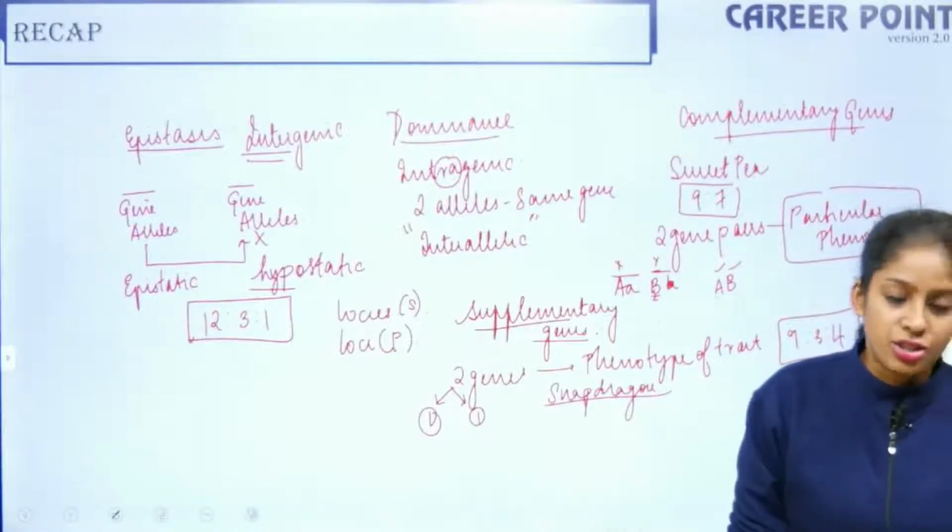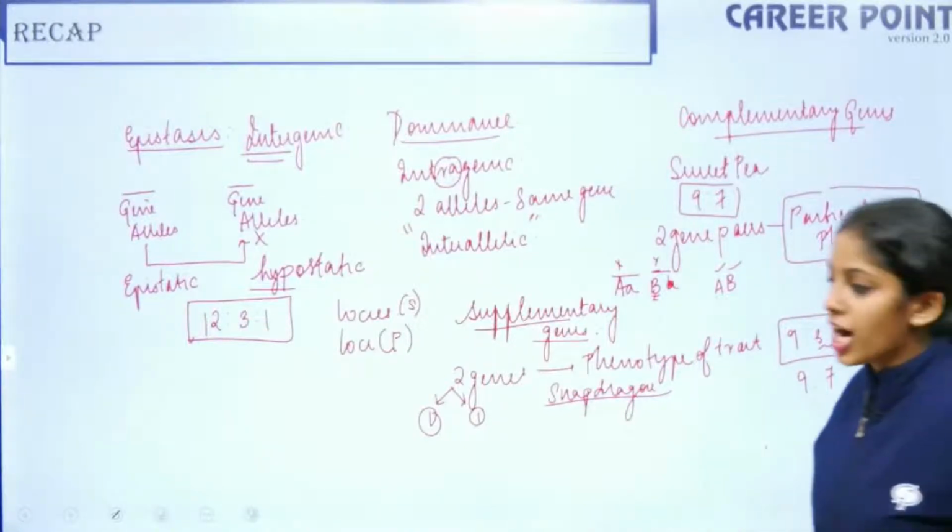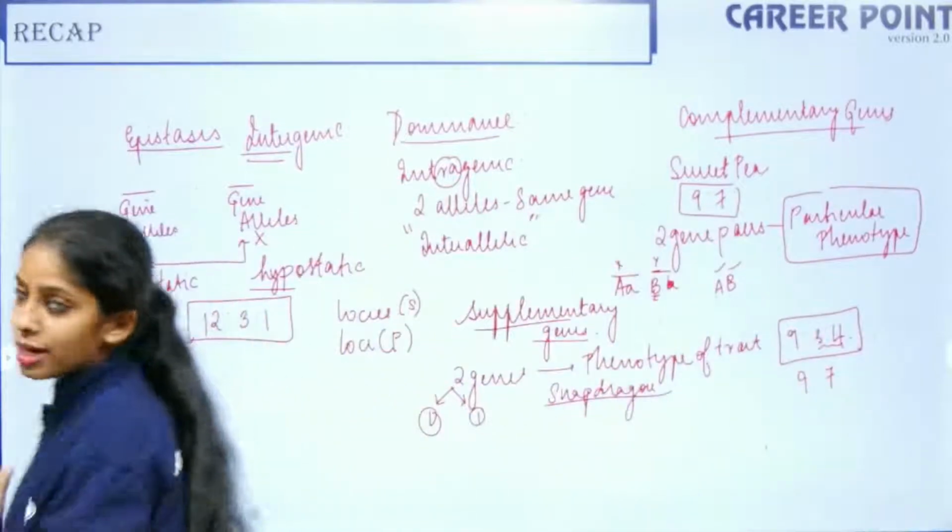Yes, has everyone understood? Yes, 9:7. So you can write it as 9:7 sometimes. Otherwise you can split and write it as 9:3:4. All right, Vishal. Is this clear to everyone?